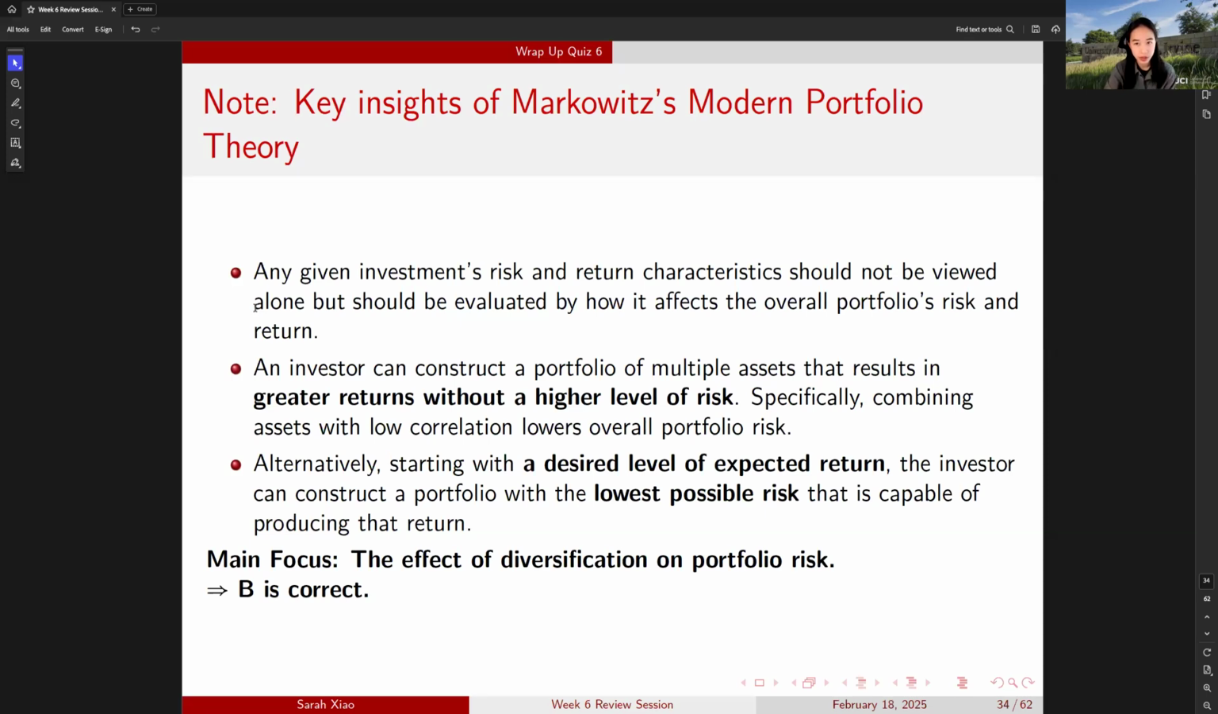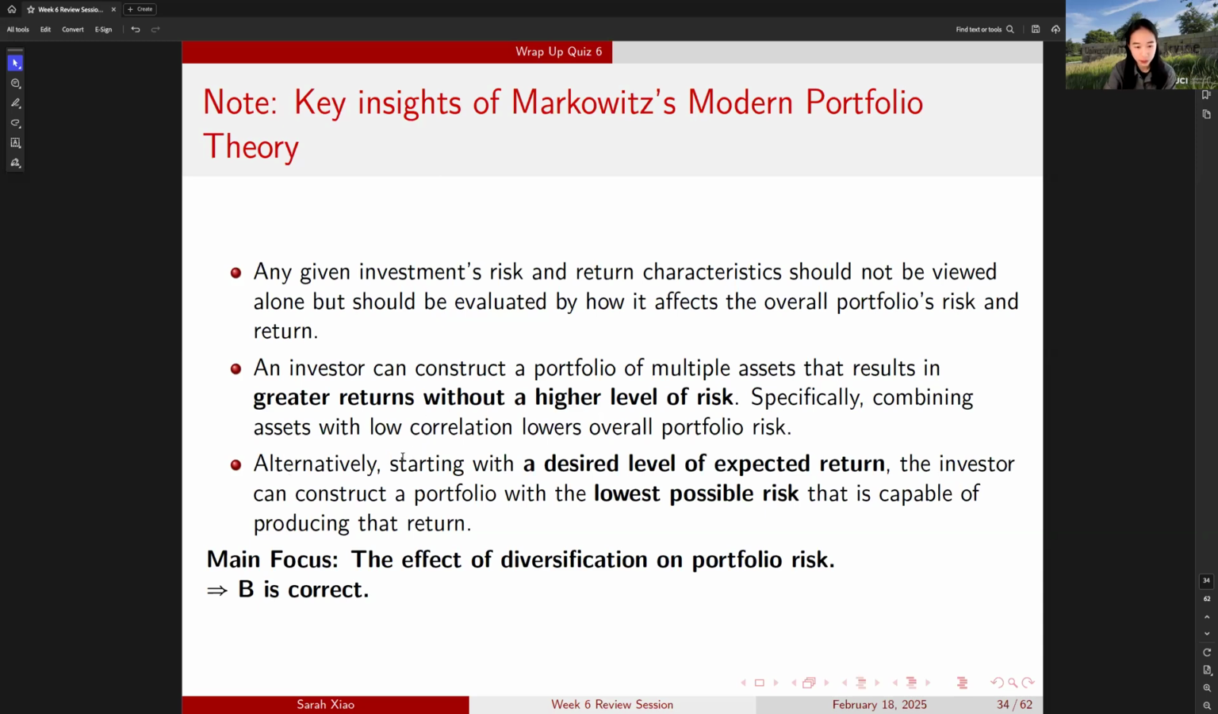So as a review of the modern portfolio theory, any given investment's risk and return characteristics should not be viewed alone, but should be evaluated by how it affects the overall portfolio's risk and return. This is the argument from Markowitz. And the main argument of his portfolio theory is that an investor can construct a portfolio of multiple assets that results in greater returns without a higher level of risk.